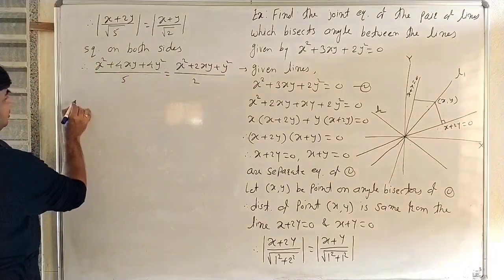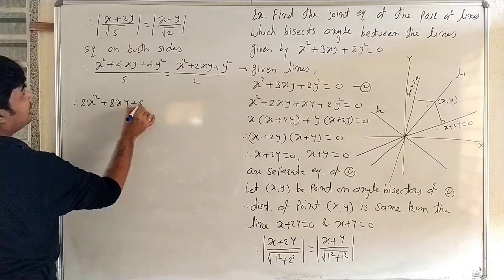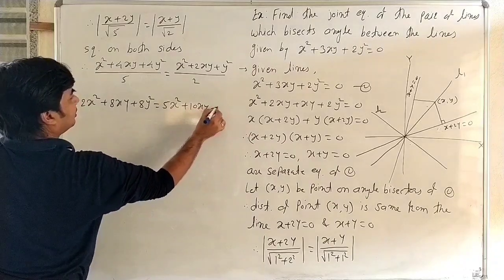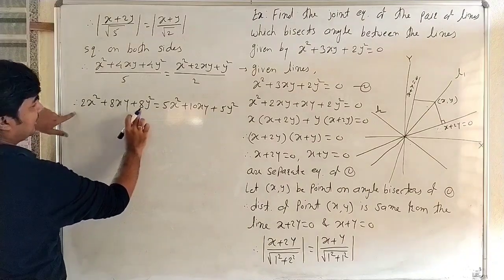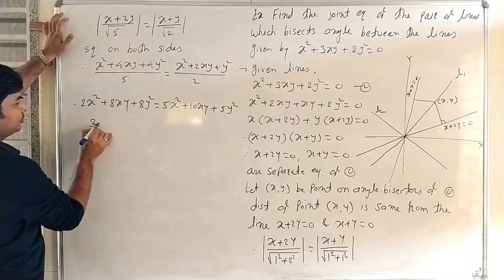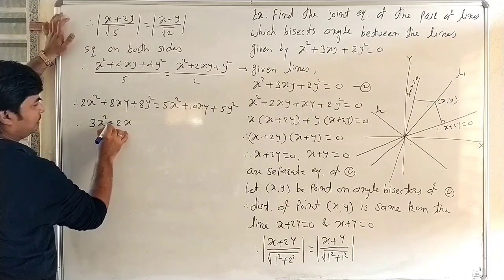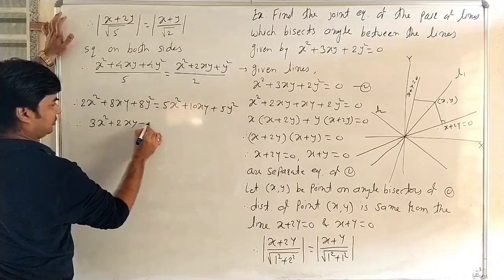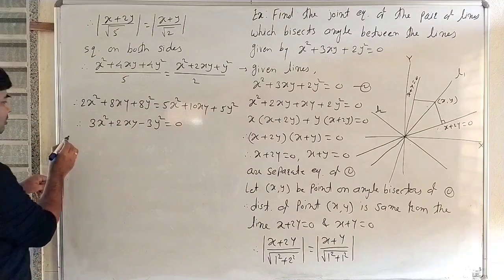Then cross multiplication: 2x square plus 8xy plus 8y square is equal to 5x square plus 10xy plus 5y square. Now take everything to one side. Therefore 5x square minus 2x square is 3x square, 10xy minus 8xy is 2xy, and 5y square minus 8y square is minus 3y square. So 3x square plus 2xy minus 3y square is equal to 0, a second degree homogeneous equation, and that is the required combined equation.